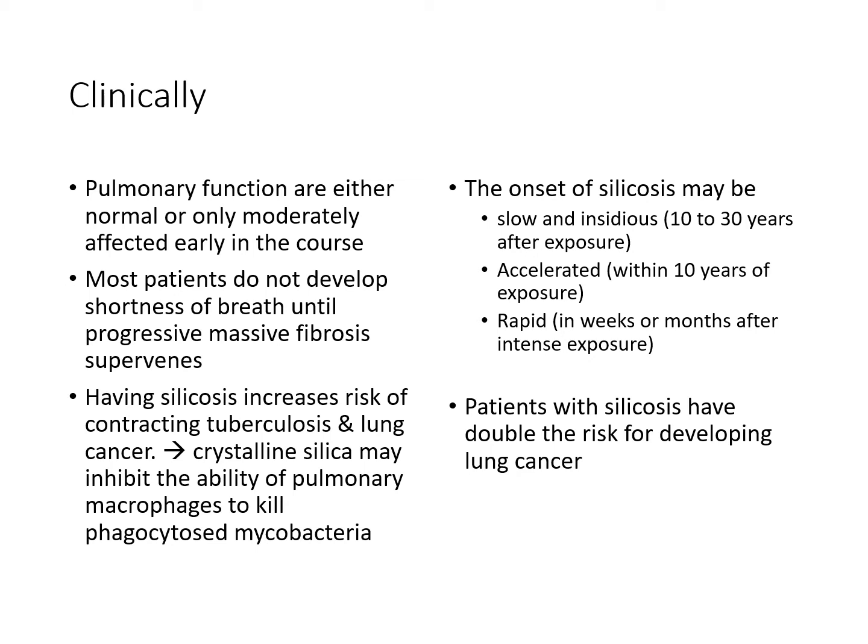Having silicosis increases the risk of contracting tuberculosis and lung cancer because the crystalline silica may inhibit the ability of the pulmonary macrophages to kill the mycobacteria. The onset of silicosis may be slow and insidious. It takes about 10 to 30 years after exposure. It could also be accelerated within 10 years of exposure, or rapid, within weeks or months after intense exposure. Patients with silicosis have double the risk for developing lung cancer.